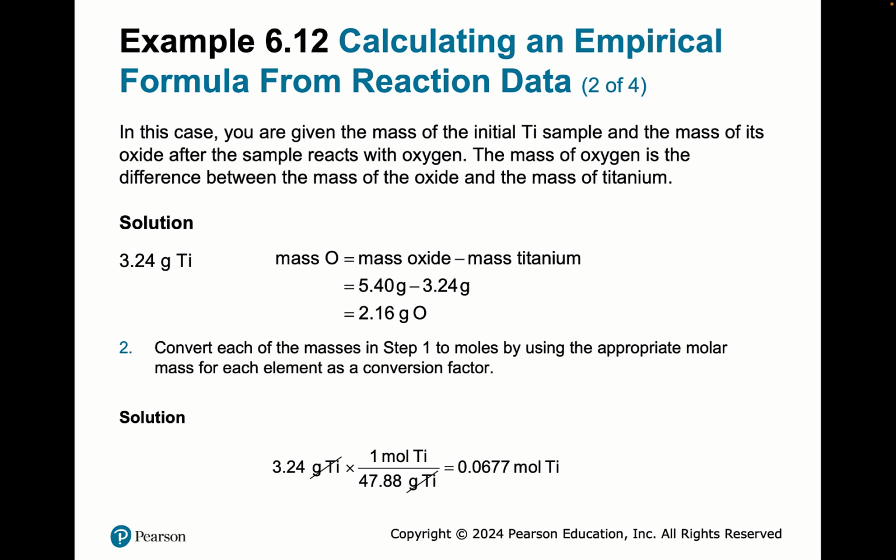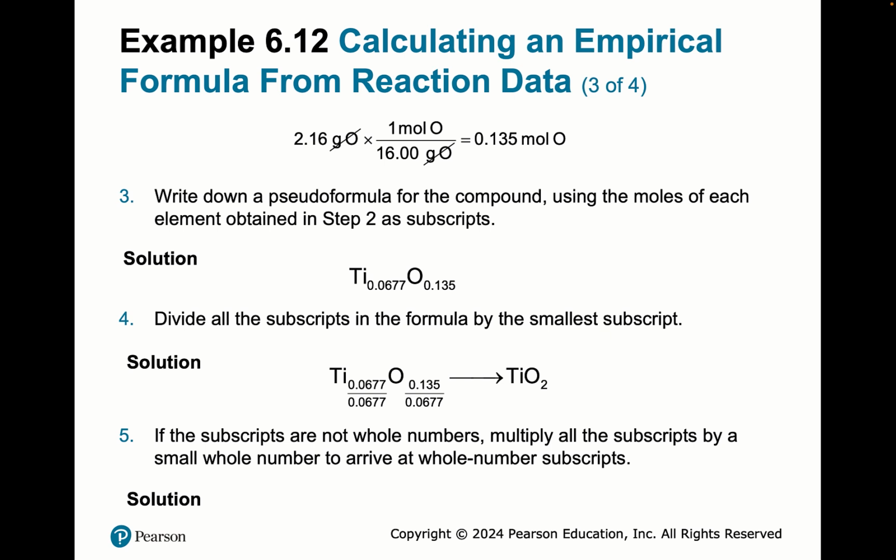Now taking each of the masses, the 3.24 grams of titanium and the 2.16 grams of oxygen, we get the number of moles of each. Here you can see we've gone through that, and then we divide by the lowest amount, and titanium is the lowest. Then we get the ratio of 1 mole titanium to 2 moles of oxygen. And doesn't it make sense? I mean, actually it does.